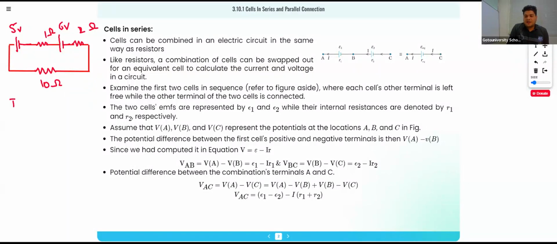I want to know what is the current flowing in the circuit. Anyone? What is the current flowing in the circuit? 5 volt, 1 ohm, 6 volt, 2 ohm, and the resistor is of 10 ohm. Anyone? Karthik? What will be the answer of current?